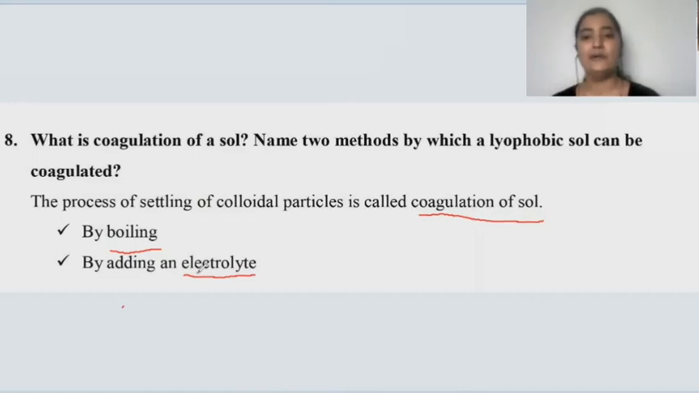Hope you got to know about what is coagulation. If you think of it, children, coagulation and peptization are two opposite processes. Peptization is the process of converting the freshly prepared precipitate into a colloidal solution.